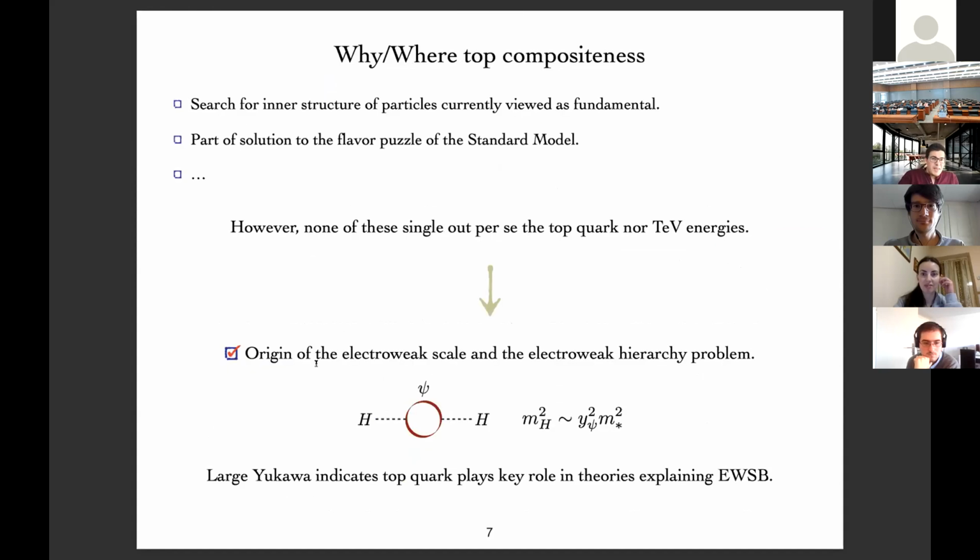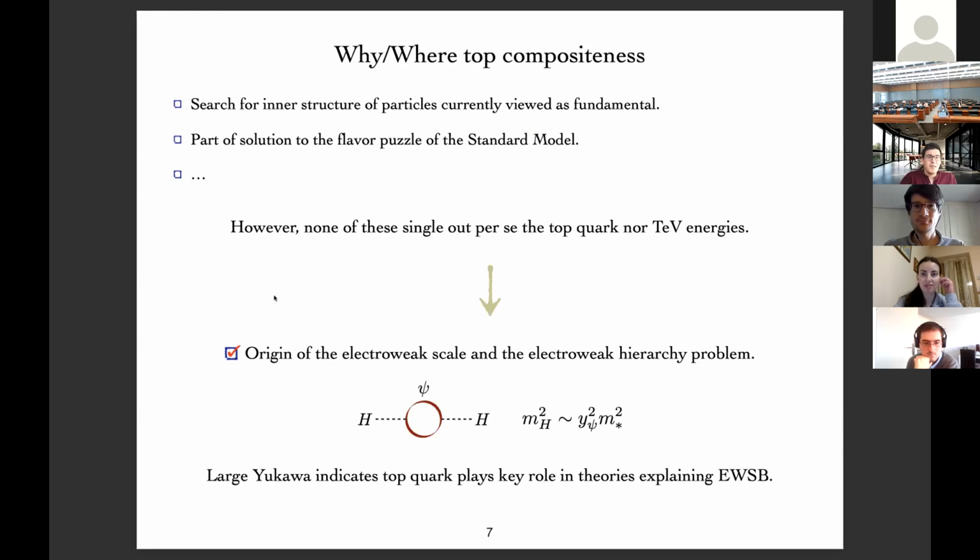Now, the model dependence of this class of operators becomes manifest when we contrast them with the motivations for a strongly interacting top. So certainly it's interesting to consider the idea of top compositeness on its own in our continued search for the inner structure of the particles currently viewed as fundamental. In addition, in the past, top compositeness has been considered in the context of an explanation for the large hierarchies in the masses of the standard model fermions.